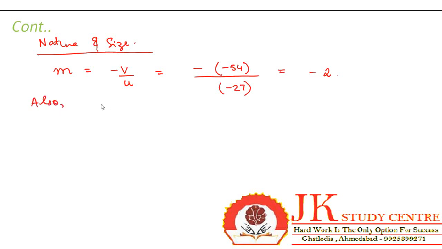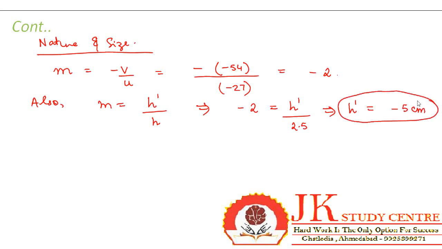Also, we know that magnification can be defined as the height of the image divided by the height of the object. Now magnification is minus 2, height of image we do not know, and height of the object is given as 2.5 centimeters. So from this we can say h' is equal to minus 5 centimeters. So what can we tell about the nature of the image? Since h' is negative, the image is inverted. Since it is 5 centimeters, it is magnified or enlarged.